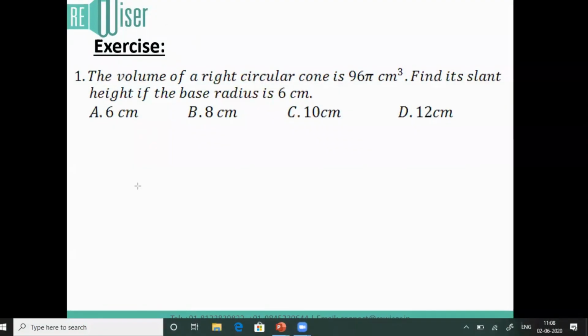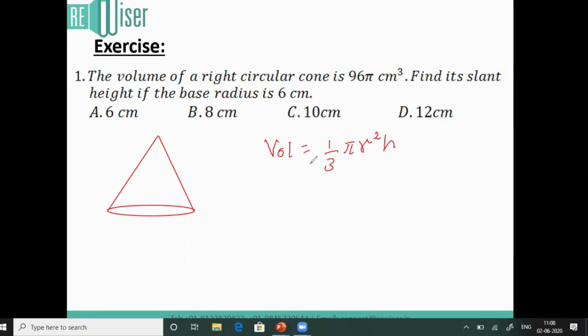In this question, if I just draw a simple cone, it looks something like this. So then this will be my slant height, or even this will be my slant height. And they have said the volume of a cone is 96 pi. And the formula for the volume of a cone is 1/3 times pi r squared h. So this is the formula for the volume of a cone.